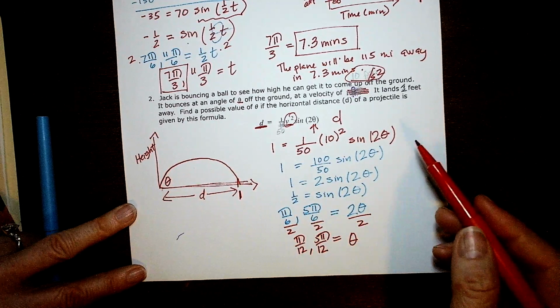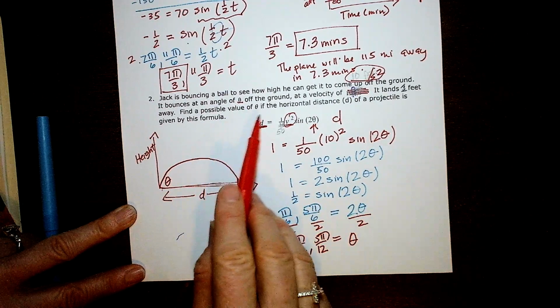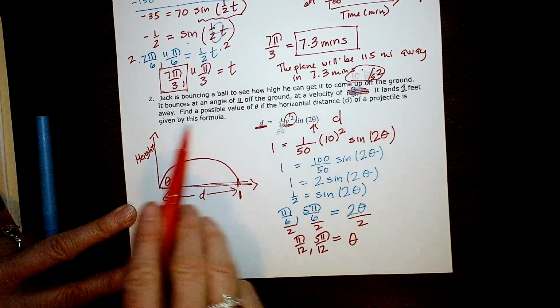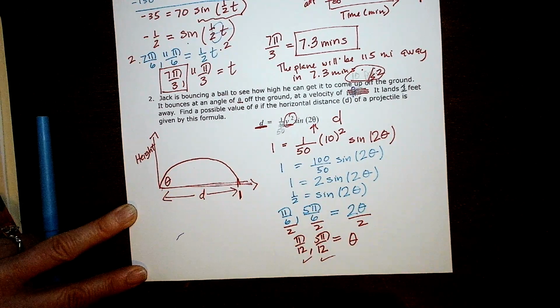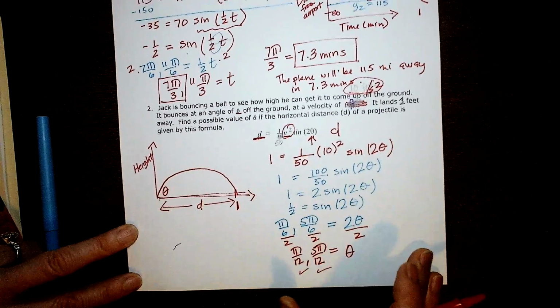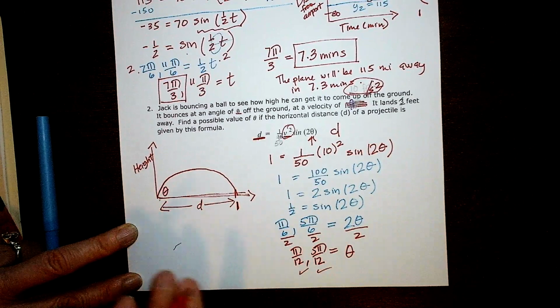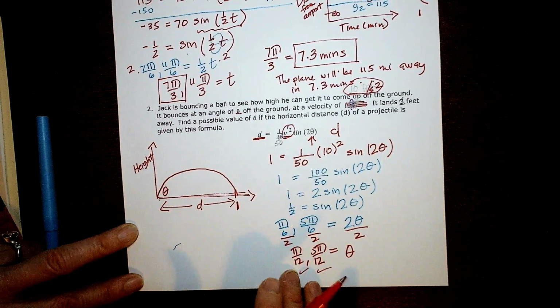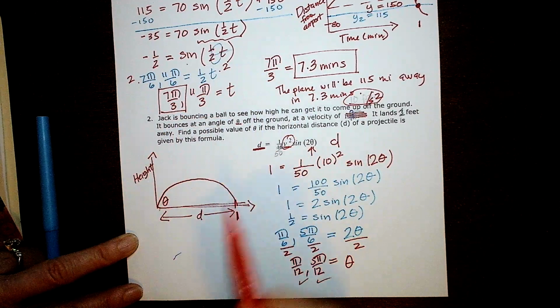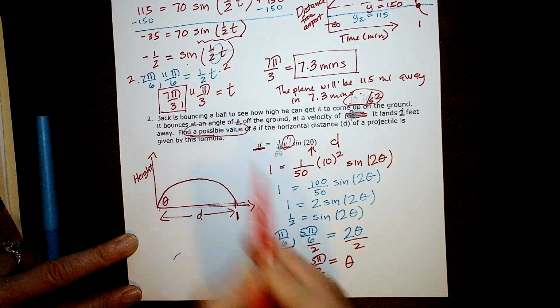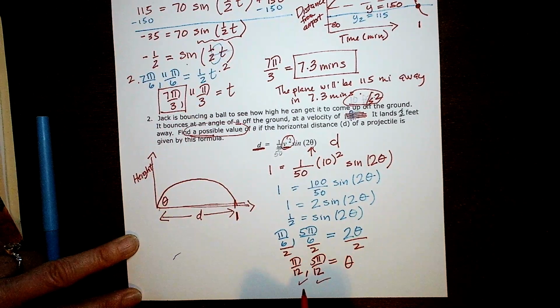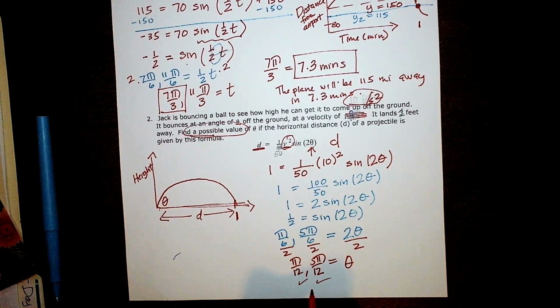Now, the question is saying a possible value of theta if the horizontal distance of the projectile is given by this formula. The normal question, if you're just solving, is state all the solutions between 0 and 2 pi. So this is where the word problem comes in. The question is asking, find a possible value. Well, these are possible values. So let's translate these into angles.